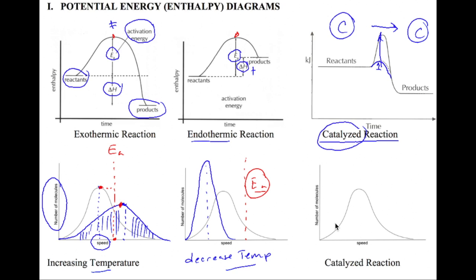However, in a catalyzed reaction, what you're doing is you're actually decreasing the energy of activation. So therefore, you're able to get a population of molecules to reach the energy of activation at a lower temperature.